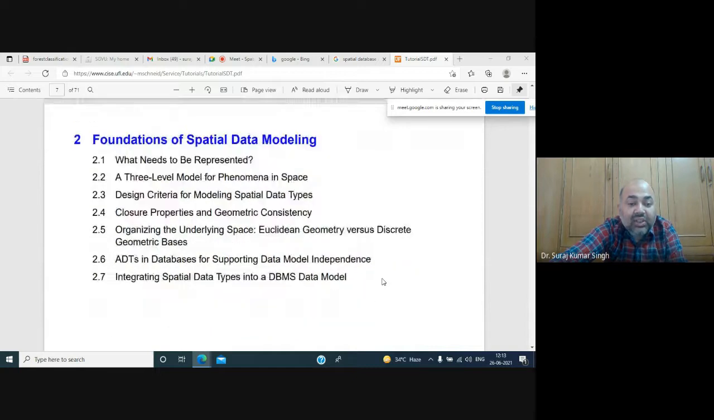So today we'll be reading what the foundations of spatial data modeling are, what needs to be represented, the three-level model of phenomena in space, design criteria for modeling spatial data types, closure properties and geometric consistency, organizing the underlying space, equivalent geometry versus discrete geometric basis, ADTs in databases for supporting data model independence, and integrating spatial data types into the DBS data model.